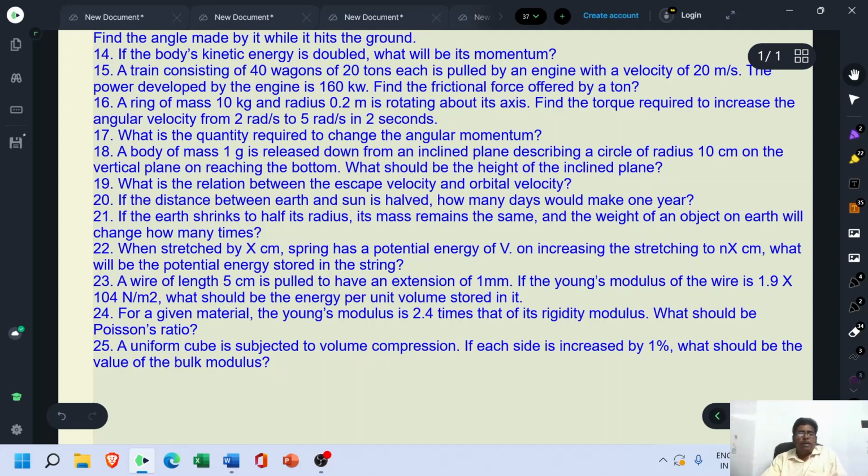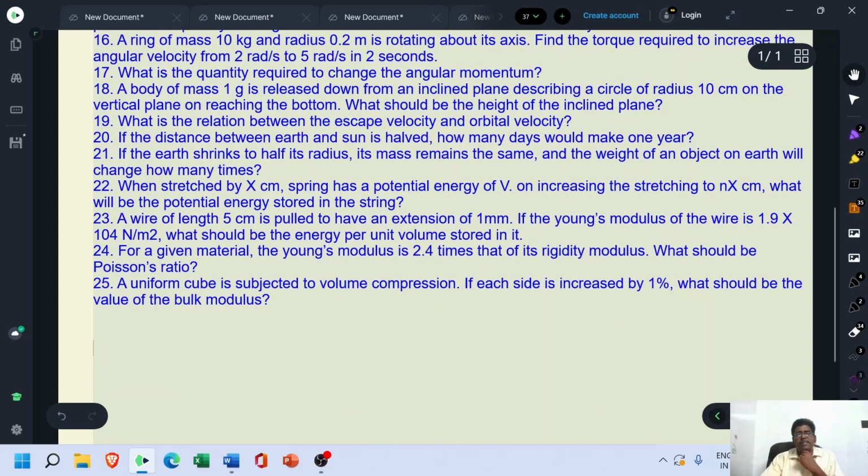19th question. What's the relation between the escape velocity and orbital velocity? 20th question. If the distance between the Earth and the Sun is halved, how many days would make 1 year? 21st question. If the Earth shrinks to half its radius, its mass remains the same, the weight of an object on Earth will change how many times?